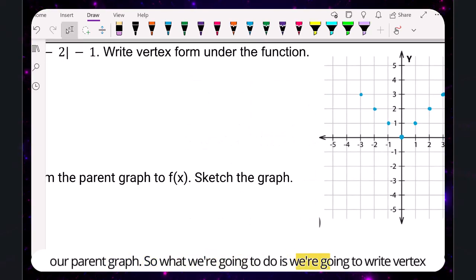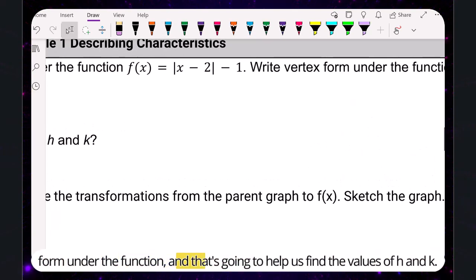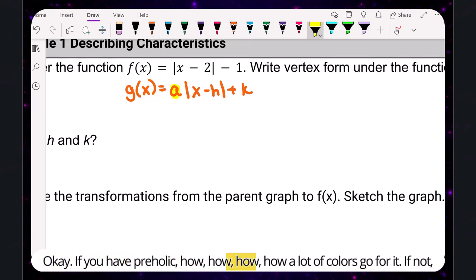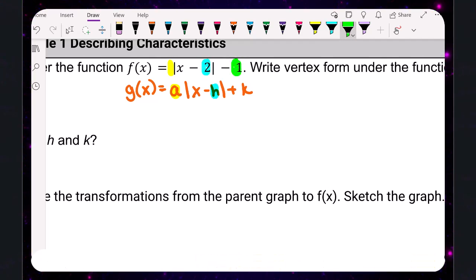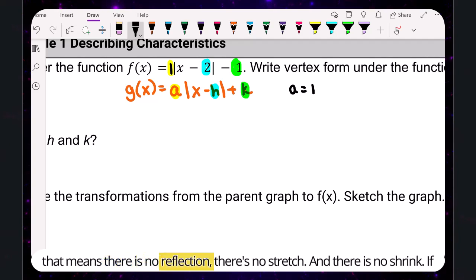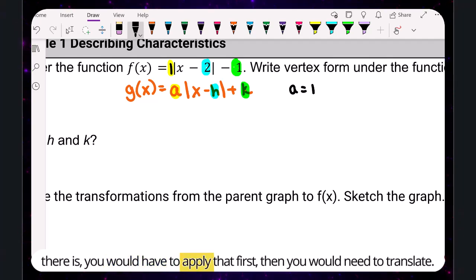What we're going to do is write vertex form under the function, and that's going to help us find the values of h and k. And if there is one for a, and there always is, we'll talk about that in a second. If you have 3 highlighter colors, go for it. If not, it's okay. All right, A. You don't see anything in front of that. That is 1. So if A is equal to 1, that means there is no reflection, no stretch, and no shrink. If there is, you would have to apply that first, then you would need to translate.